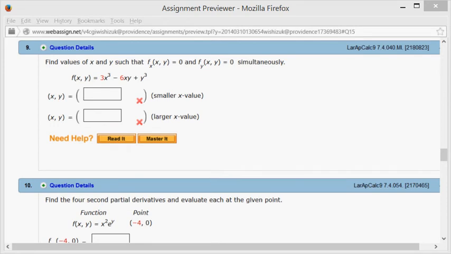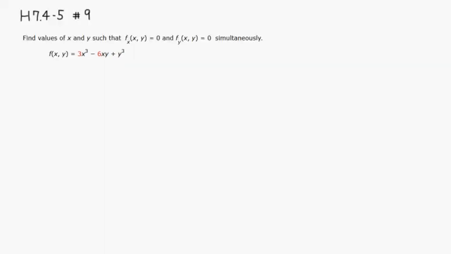All right, let's look at homework 7.4, 7.5, problem number 9. We want to find x and y values such that the first partials are equal to 0. So let's do that. Let's take the first partial with respect to x.